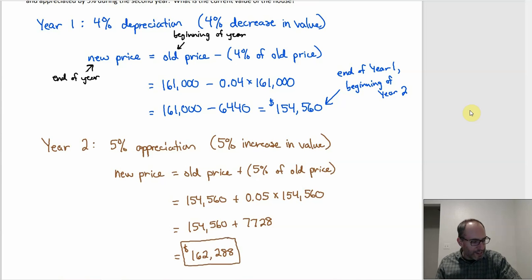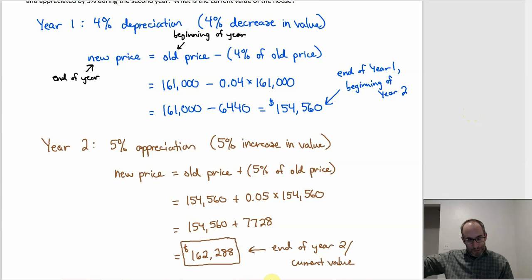So that's it at the end of year two, which would be the current value, since it said the house was purchased 2 years ago. So if we start 2 years ago and then go forward 2 years, we'd be at now, right? So that is the current value. And I think if this one makes sense, the other ones are all going to make sense, because the other ones were just one thing or the other. It was either a decrease or an increase, and this one had both.